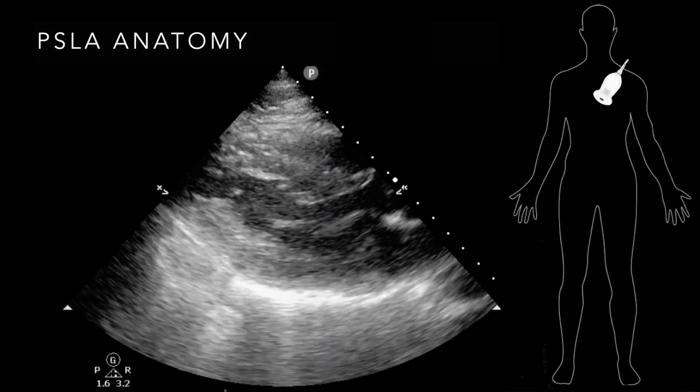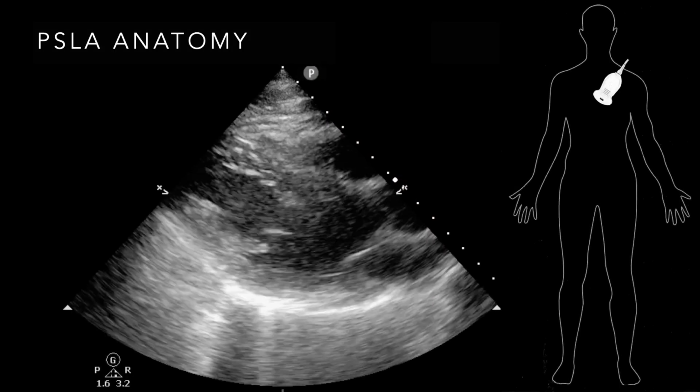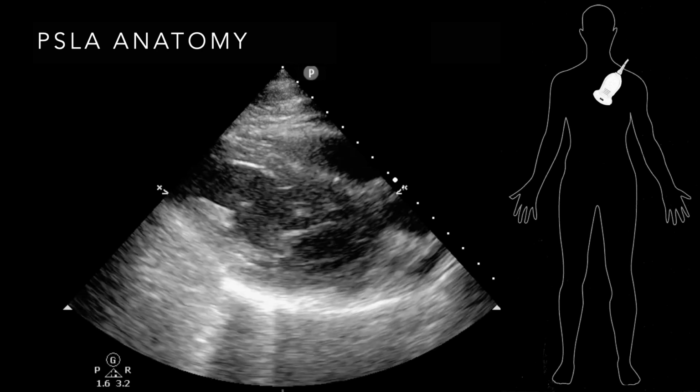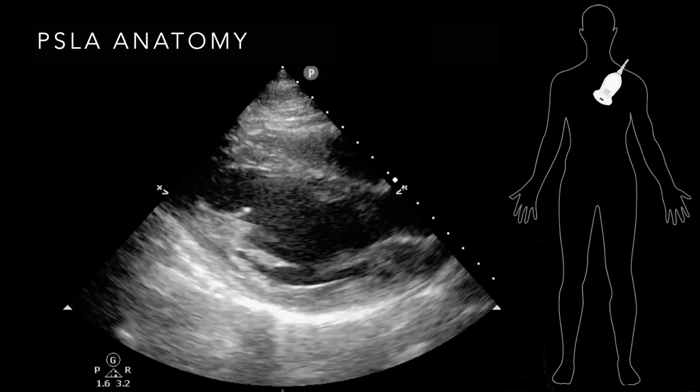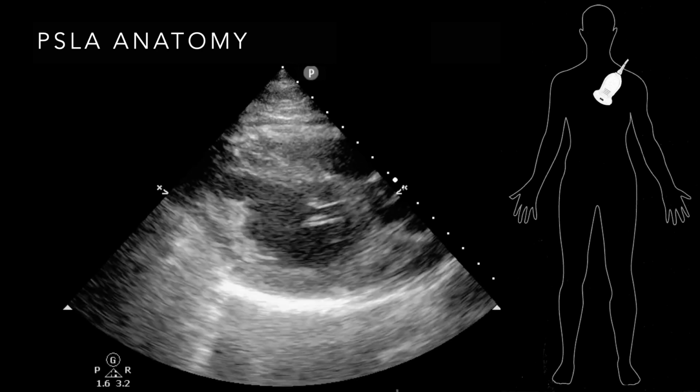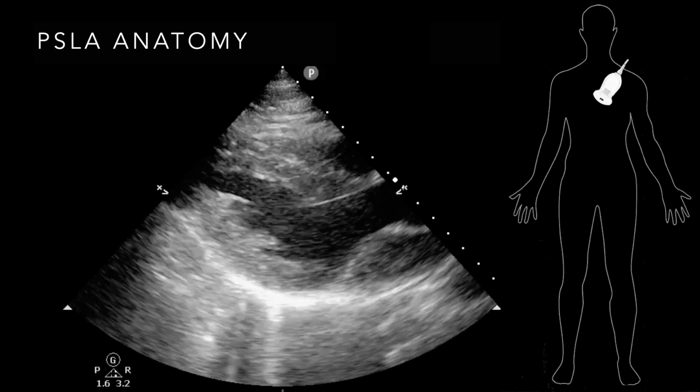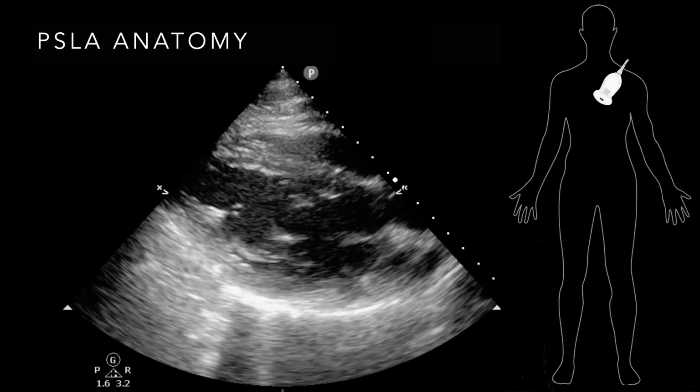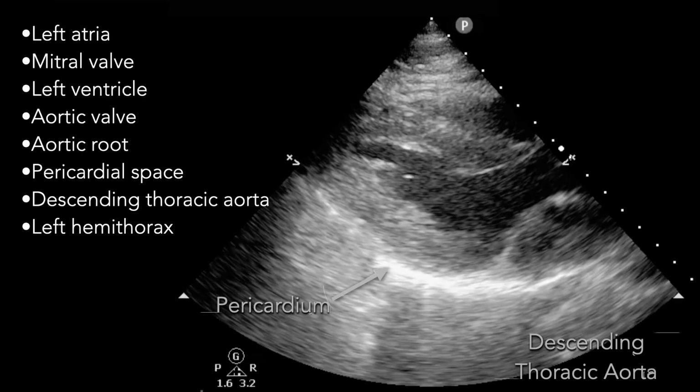Going back to this window here, we have a little bit of a schematic on the right where you can see where we're at, and then you can see the parasternal long axis view of this particular patient here. Let's put some labels on this and get some more information on what's going on in this heart.